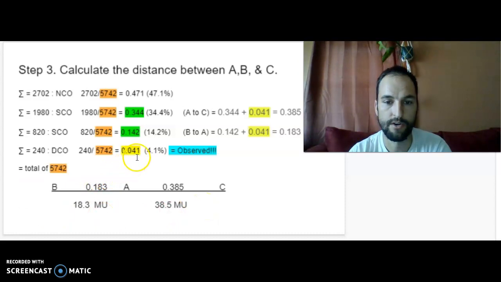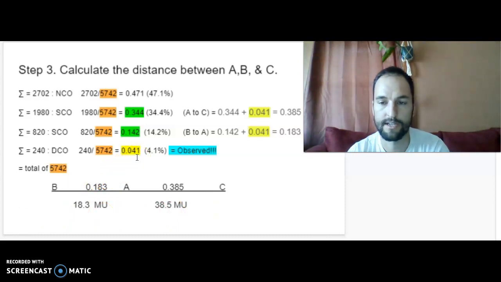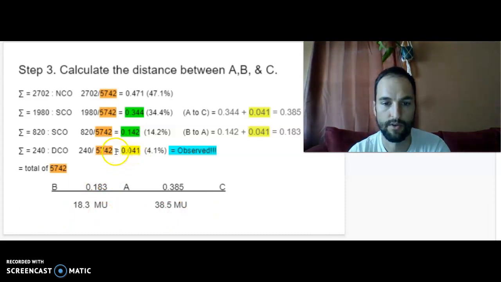Another thing we want to take note of lastly, that will apply to this next slide especially, is that we're looking at that double crossover group I have highlighted here in yellow. That is going to be our observed value for the double crossover. So we're actually going to make further calculations using that number.